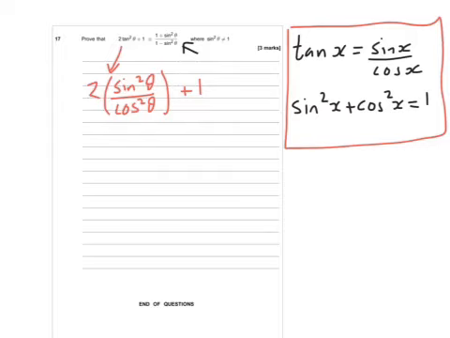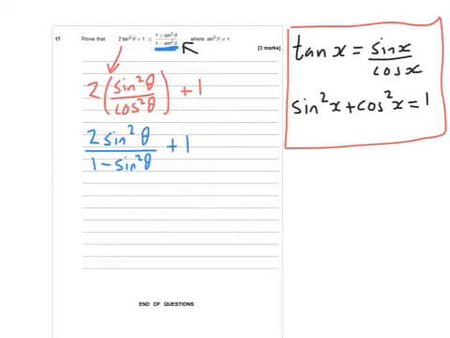Now, I don't want any coses in there, so I need to change a cos to a sine. So my next step is going to be, well, here we go. 2 lots of sine squared theta over 1 minus sine squared theta plus 1. Now, that's good, because 1 minus sine squared theta is what is on the bottom here. Excellent news. But I need to get what's on the top. Now, there isn't a plus 1 hanging out of the end of the answer, as it were, of the identity.